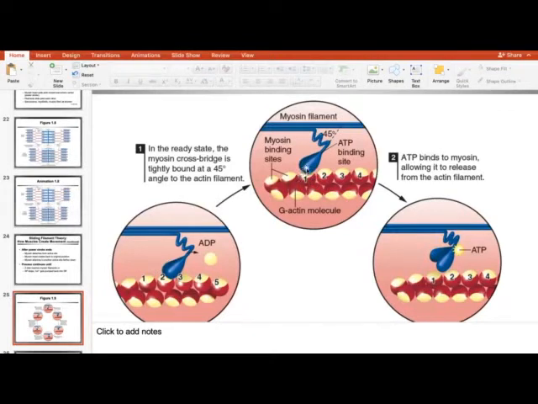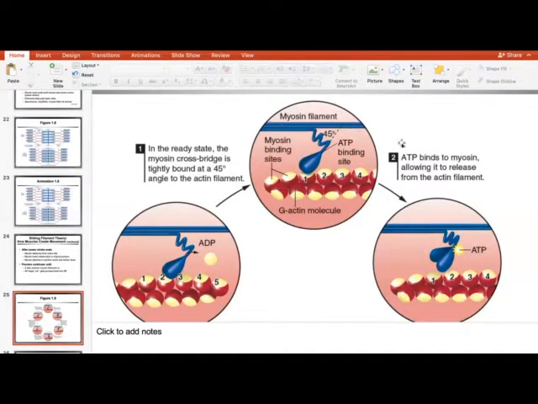Now it's ready to contract. And what's going to happen is this cross bridge eventually is going to move in this direction and attach to number 2 and move back in that direction. Then it's going to attach to 3 and move, and attach to 4 and move. And it's going to take this actin molecule and pull it along the line that way. And this actin filament is going to slide past this myosin filament, the sliding filament theory.